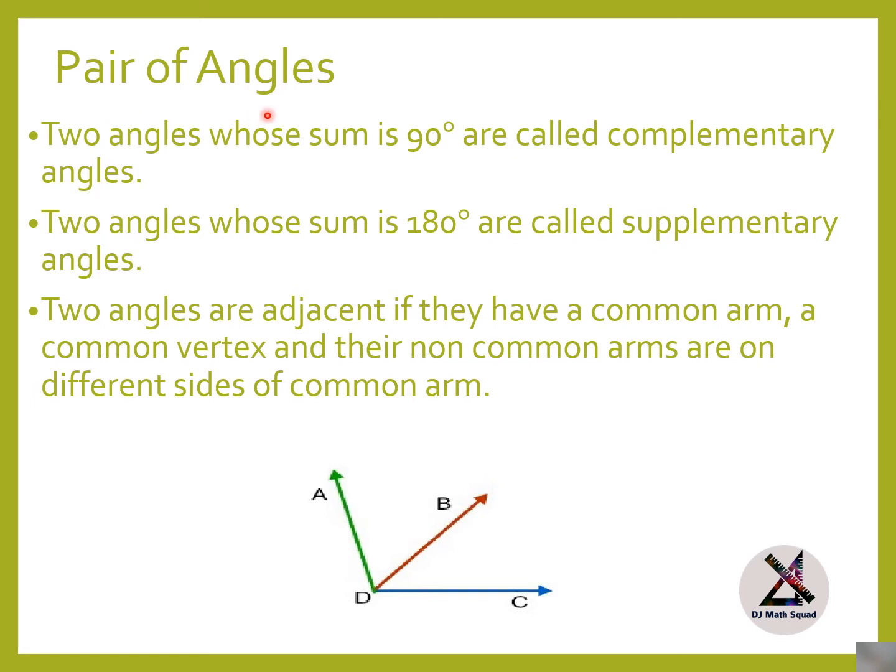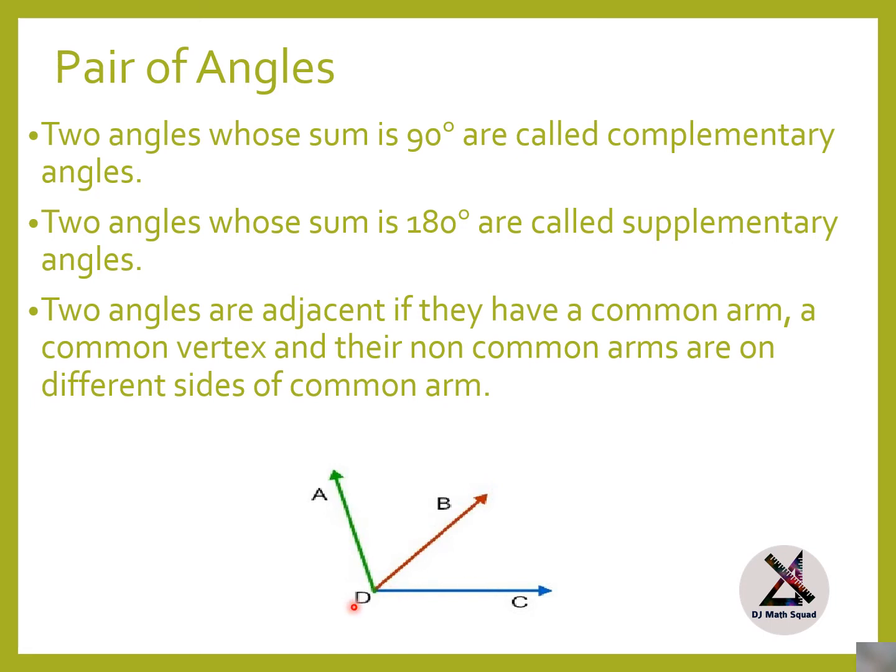Now we are coming to pair of angles. Two angles whose sum is 90 degree, they are called complementary angles. Then two angles whose sum is 180 degree are called supplementary angles. Two angles are adjacent if they have a common arm, a common vertex, and their non-common arms are on different sides of common arm. Now this you have to understand very clearly what are adjacent angles.